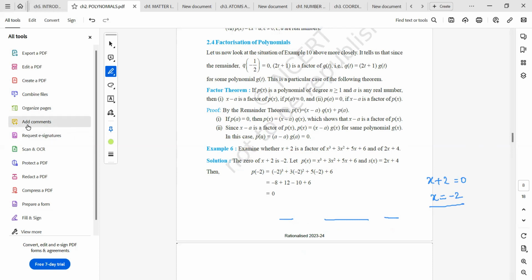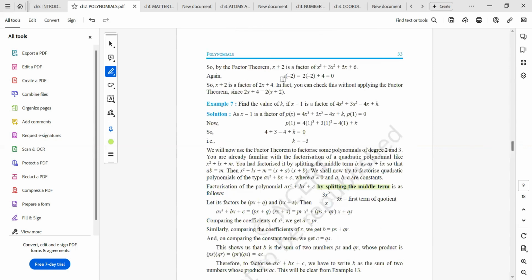How do we check the factor? We check the factor by simply finding out if it is the zero of the polynomial. If it is the zero of the polynomial, then it is a factor. If it is not the zero of the polynomial, it is never a factor. Now, similarly, you can check for 2x plus 4. On putting the 2x plus 4, we get... this is not given here, so you can check it.